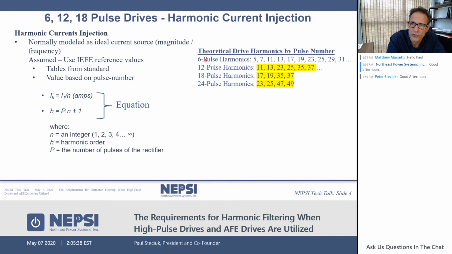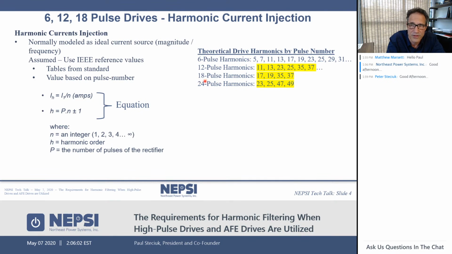A 6 pulse drive will put out 5th, 7th, 11th, 13th, 17th harmonics and so on. So we have a component at the 5th and 7th. A 12-pulse drive, theoretically, and again, theoretically, should not put out 5th or 7th harmonic. And you'll also see that there's other harmonics missing also, the 17th and the 19th. We skip a band of harmonics as we go up in frequency.